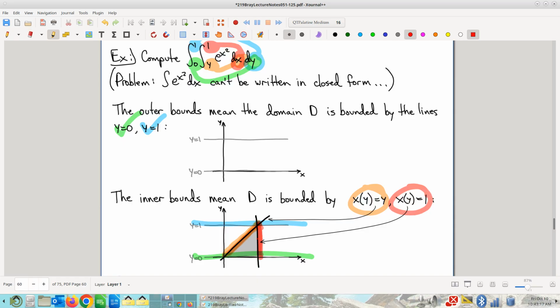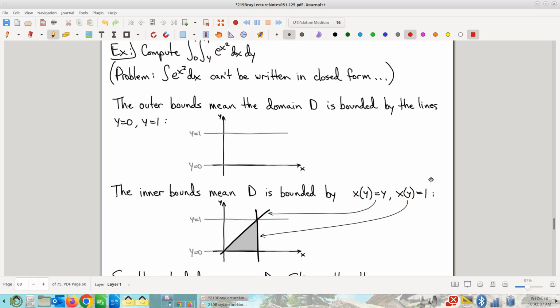And we're just kind of undoing the slicing process that we did. We're undoing the slicing process that we would have done to turn the double integral over this into this iterated integral. All right, and now it's all over but the shouting. Believe it or not, this is going to work out great.